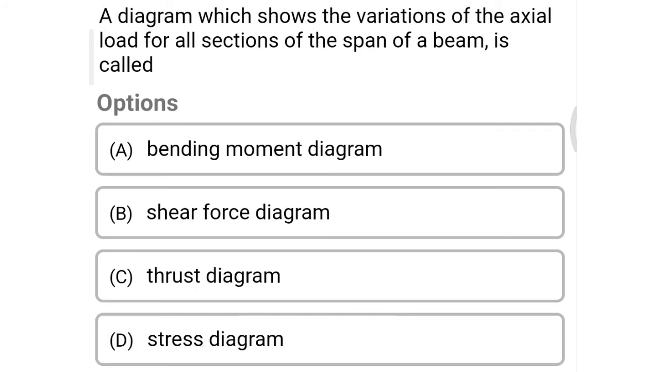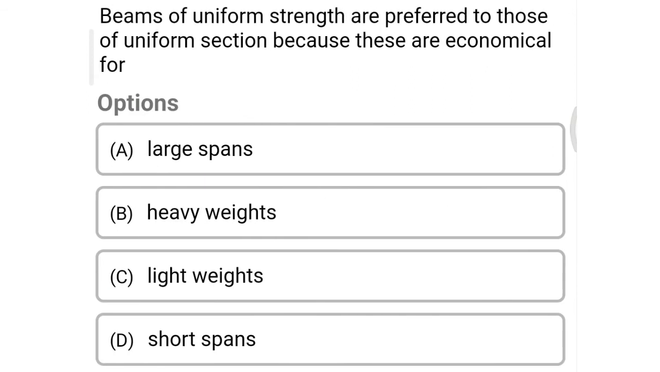So next question: a diagram which shows the variation of the axial load of all sections of the span of a beam is called: option A, bending moment diagram; option B, shear force diagram; option C, thrust diagram; option D, stress diagram. So the correct answer is option C, thrust diagram. So next question: beams of uniform strength are preferred to those of uniform section because these are economical for: option A, large spans; option B, heavy weights; option C, light weights; option D, short spans.